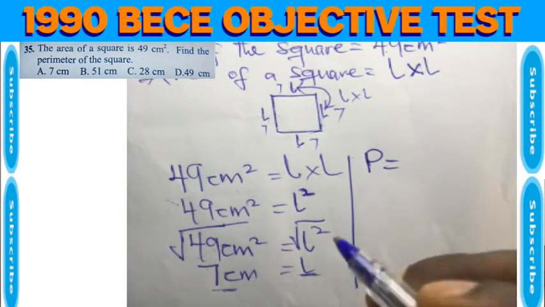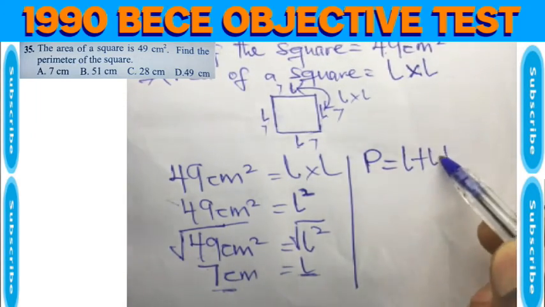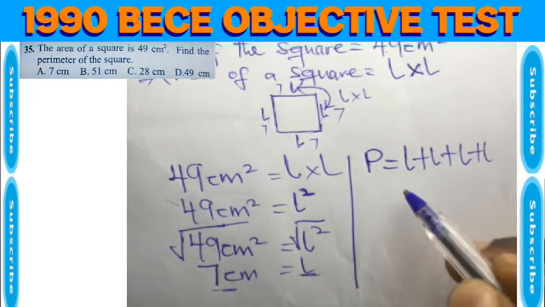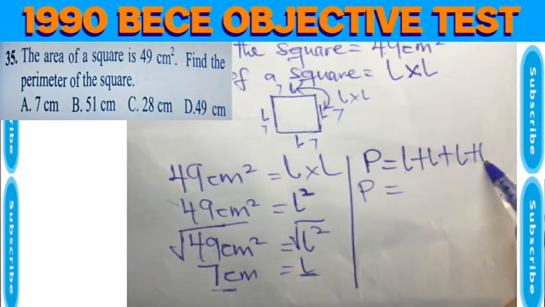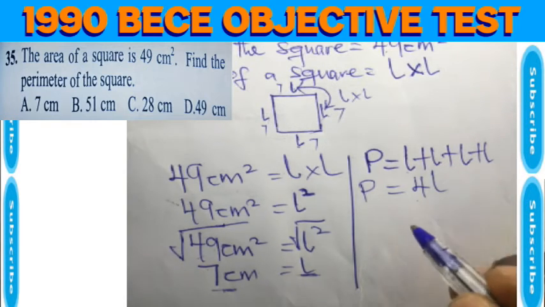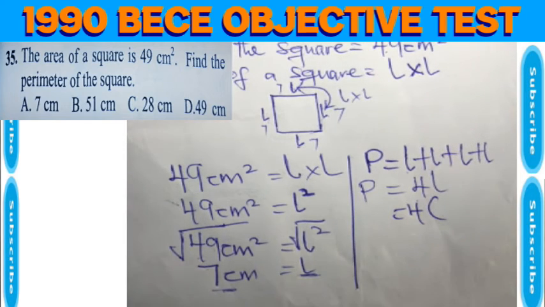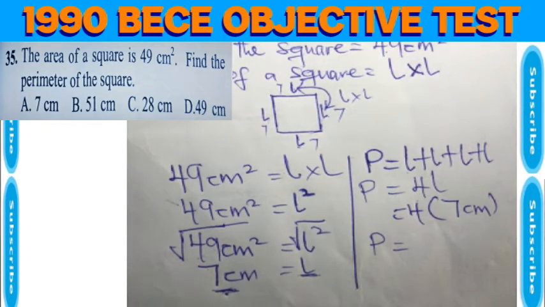So the perimeter of the square will give us L plus L plus L plus L, and this gives us 4L. It means 4 multiplies one side length of the square. So 4 multiplies L, and L measures what? 7 centimeters. So 4 multiplies 7 centimeters, and then we have P, the perimeter of the square, to be 4 multiplying 7, which is 28.